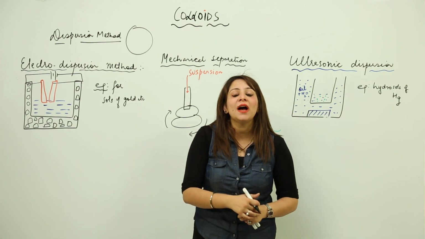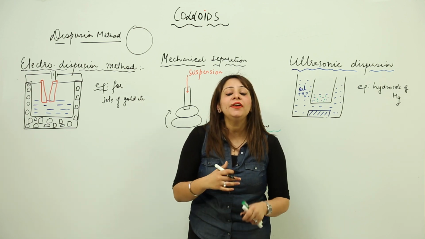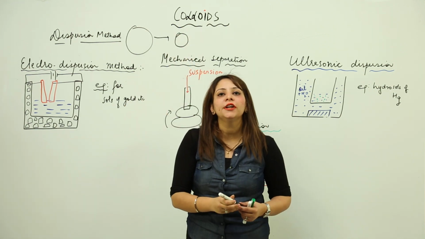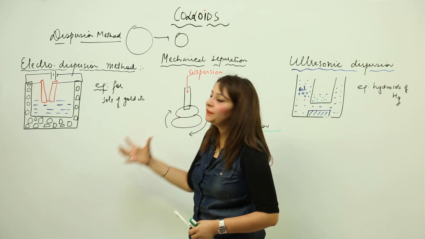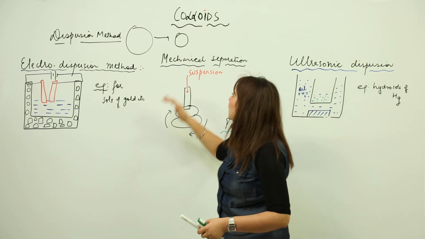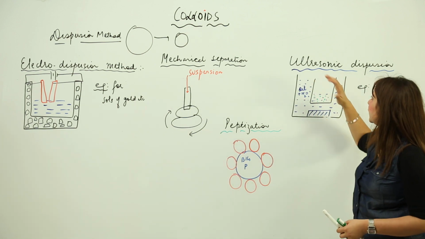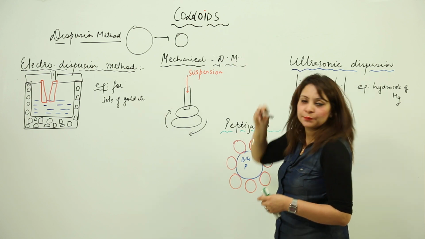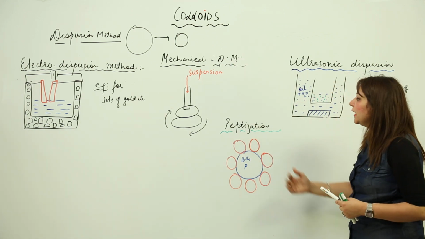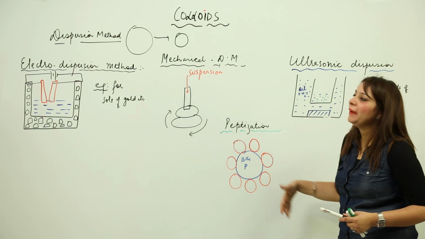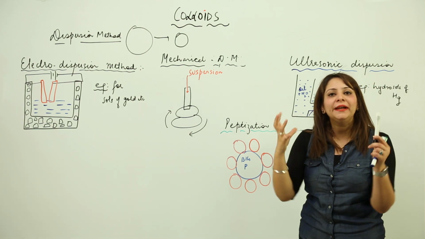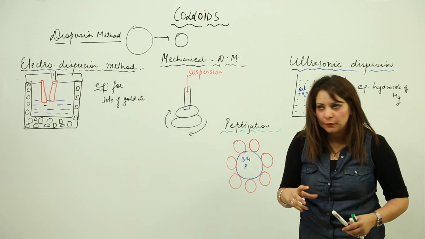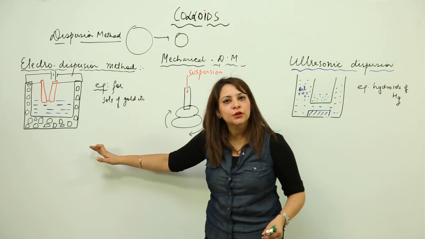So here we wish to have a colloidal solution of this particle, and how can we have that? We can have it by breaking it into particles that fall under the range of colloidal particles, right? For this we have different methods: electro dispersion, mechanical dispersion, which is not a separation, then ultrasonic dispersion, and last is peptization. So these are the four methods that involve the breaking of the bigger particle into particles that fall under the range of the colloidal particles. We are starting with the first, electro dispersion method.